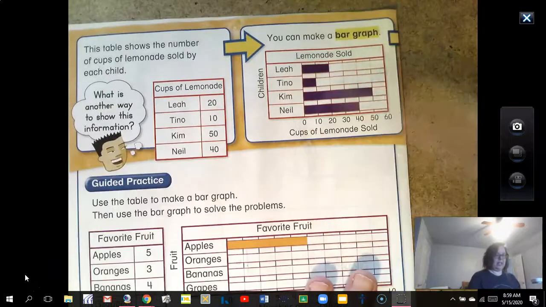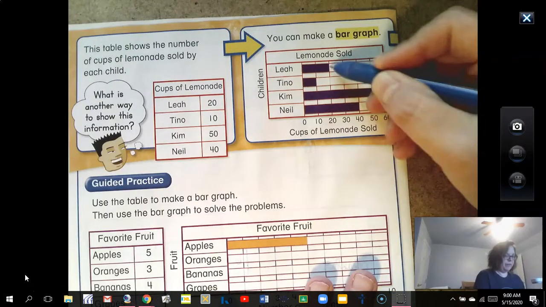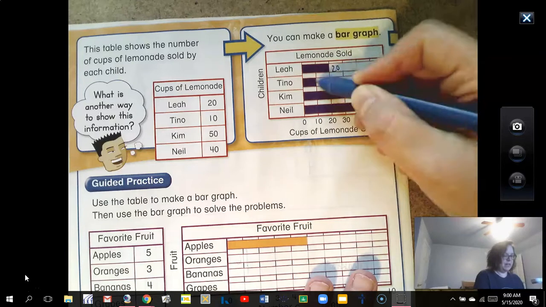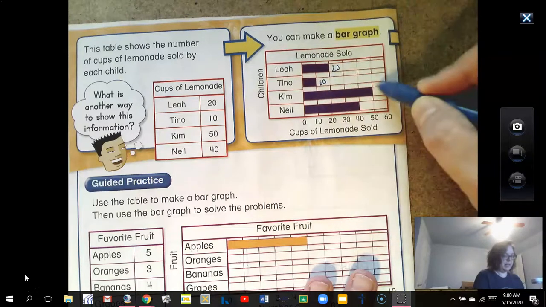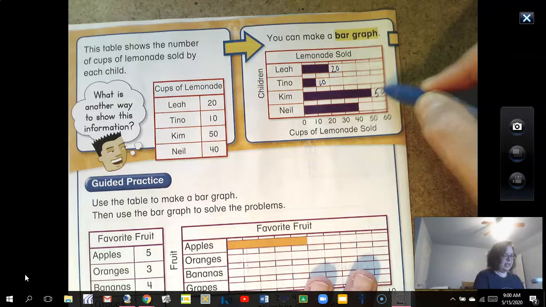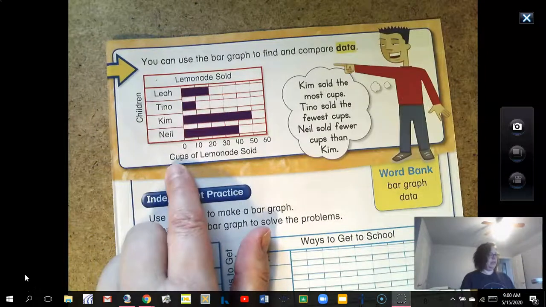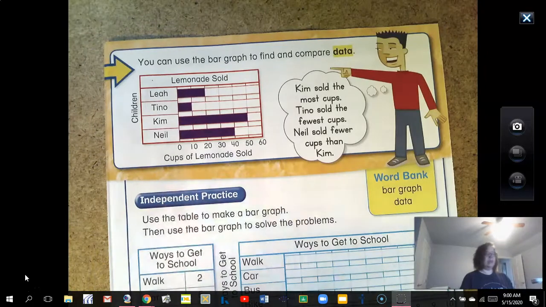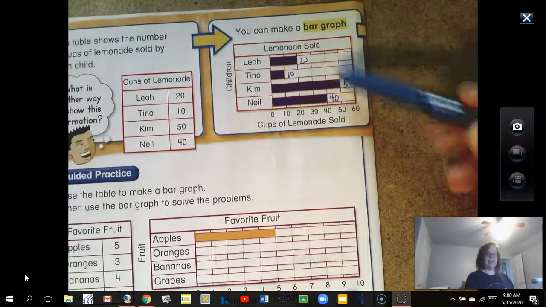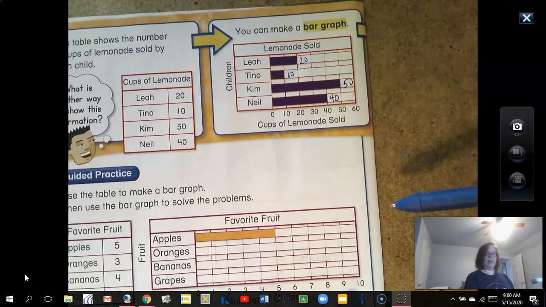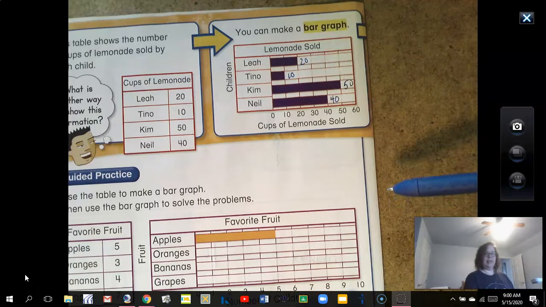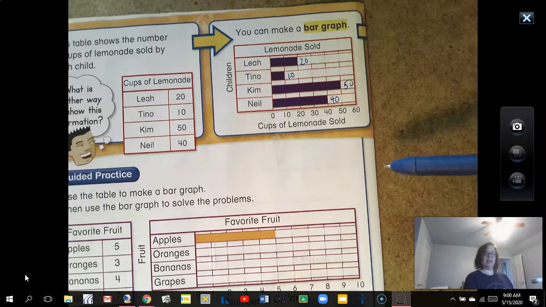And so Leah 20, Tina 10, Kim 50, and Neil 40. You can see the same thing. You can also see at a quick glance, I'm going to go back to this one that I did, at a very quick glance that Kim sold the highest number of cups of lemonade. Tina sold the least.